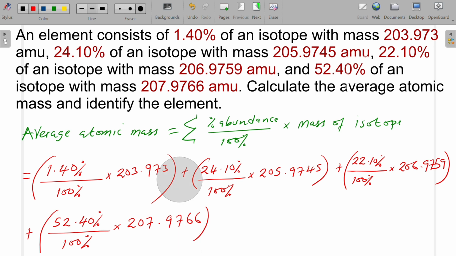This information that we have collected here is what we mean. You can see this is the information for the first isotope, then we have this for the second isotope, for the third isotope, and for the fourth isotope. So we are adding what we are getting here to what we are getting there, to what we are getting there, and to what we are getting here, as you can see. So let's do mathematics.